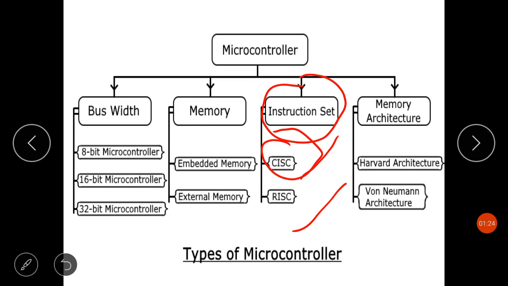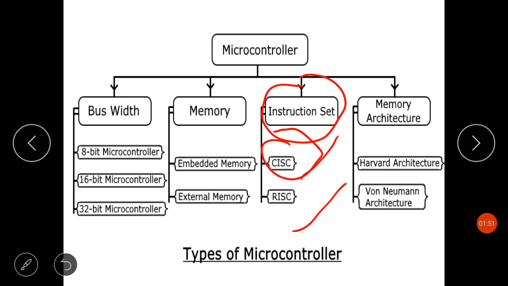So next is RISC, that is reduced instruction set computer. This type of microcontroller CPU is designed to execute smaller simple instructions. Since it takes one machine cycle to execute a single instruction, the number of machine cycles can be reduced to execute a complex task with higher speed than a CISC.